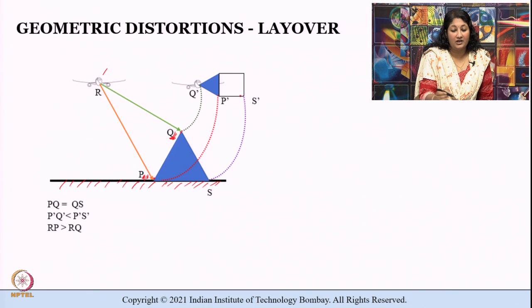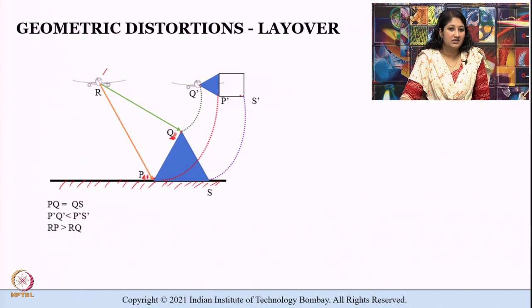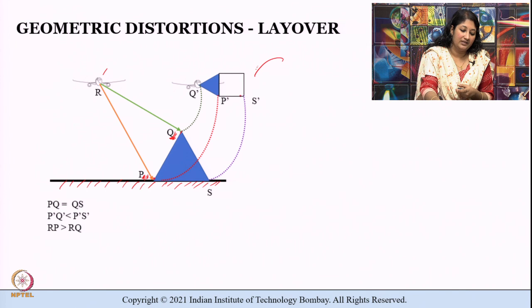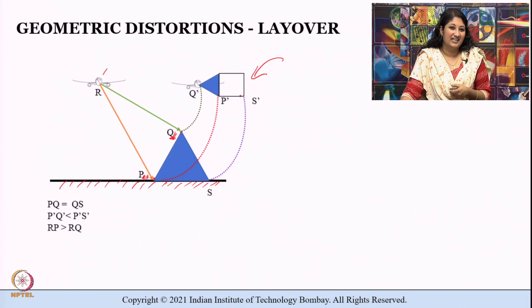The top of the object is going to be mapped closer to the nadir as compared with the base or foot of the mountain, which means, as shown in the diagram here, the mountain shall appear to lean, isn't it? The mountain shall appear to lean where? Towards the nadir, and hence this effect is called layover effect, okay?